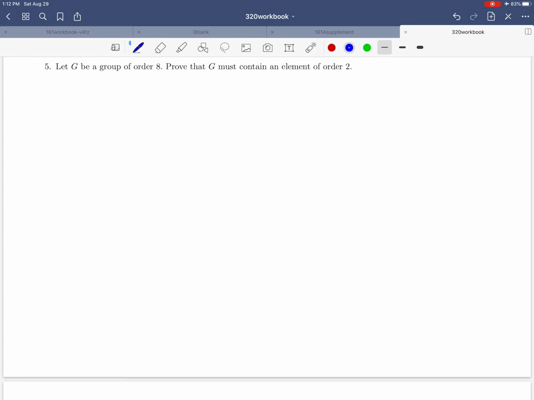Hello everybody and welcome to exercise 5 on page 60 of the workbook. Let's take a minute to read this problem together.